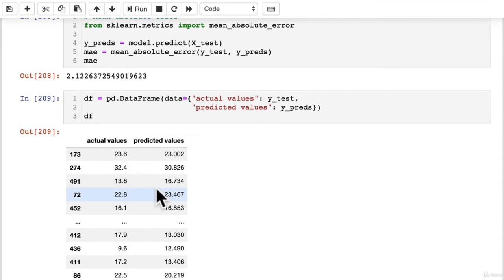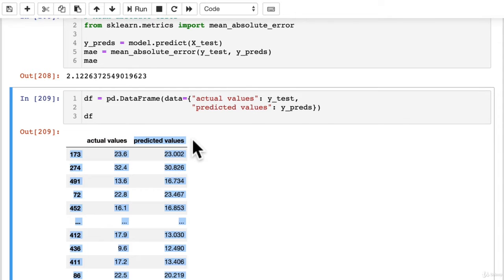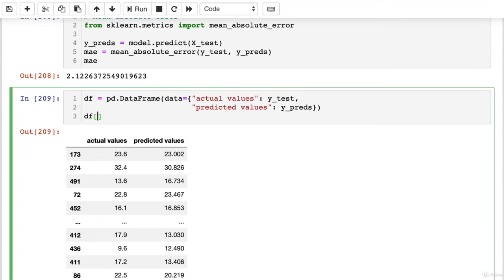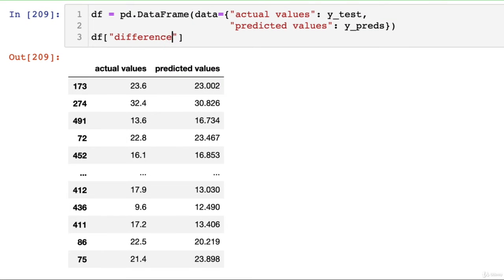So what do we have here? Well, this is the truth labels. This is what our model has predicted. So we can see 23.6 is 23.002, okay, 32.4, 30.8. Looking at these, right, and then looking at this number, can you think about where this number might be coming from? That's all right if you can't. What we might do is add another column that may add a little bit of clarity.